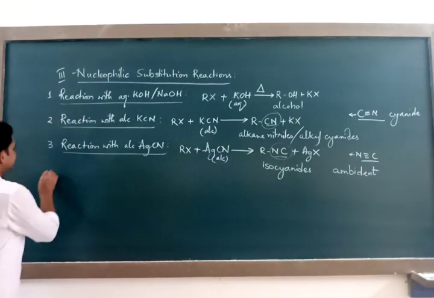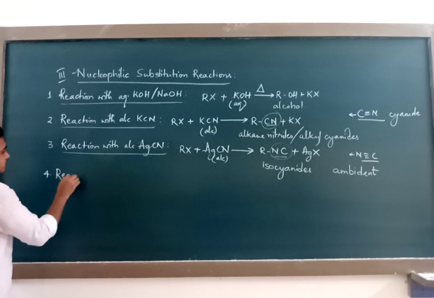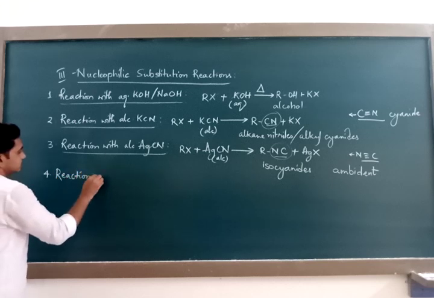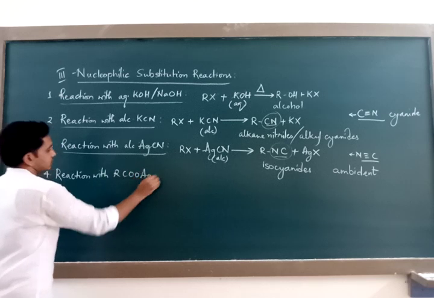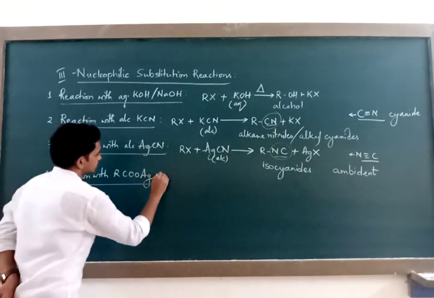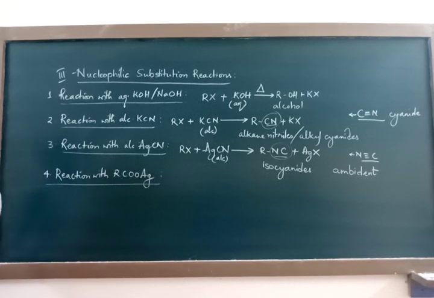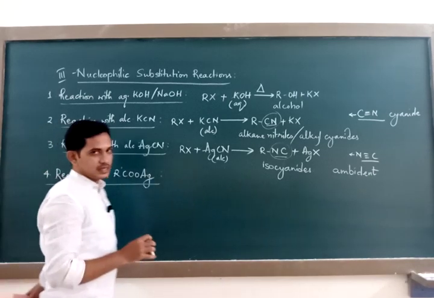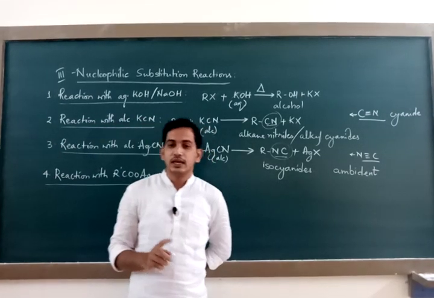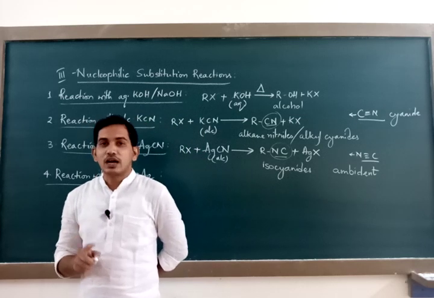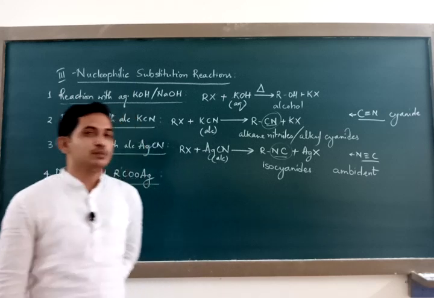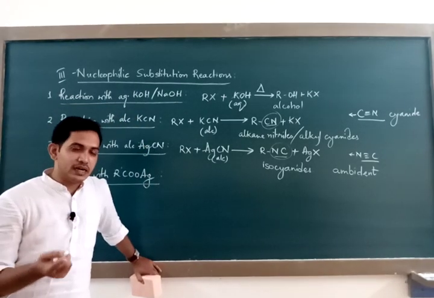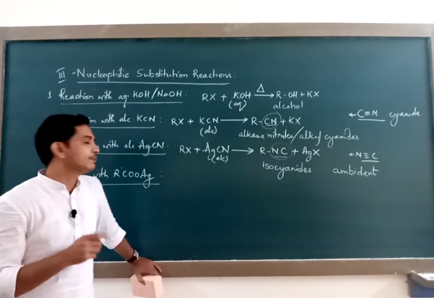The fourth reaction is the reaction with silver salts of fatty acids. You know what a fatty acid is? A fatty acid is an aliphatic monocarboxylic acid containing 12 to 18 carbon atoms. Means it should contain 12 to 18 carbon atoms and only one carboxyl group in it.